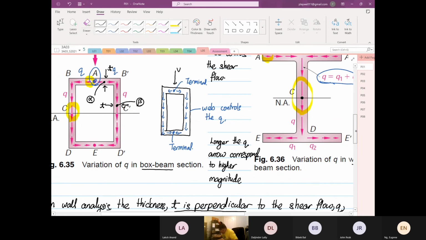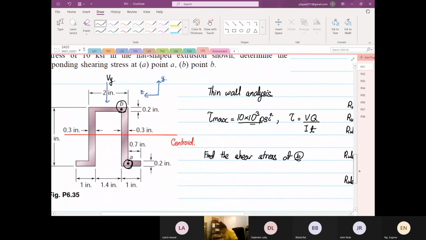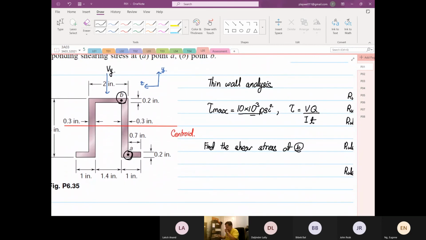Okay, I want to highlight that. In this context, we are now going to construct our shear flow, and how to construct our shear flow is the web. I repeat again, the web controls the direction. Because Vy is coming down, this is good. So I draw the arrow very much longer, because the magnitude is bigger.